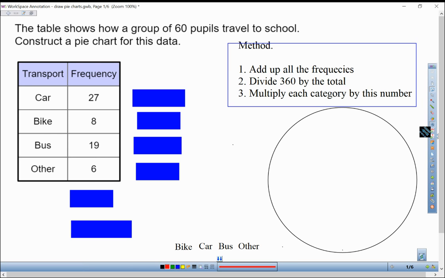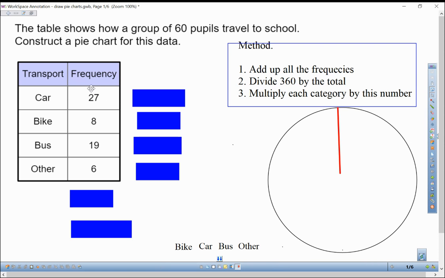The first thing we probably do when doing pie charts is to draw a straight line down if the circle hasn't got one. It makes it easier to draw the pie chart when you have to. Next thing is we've got to work out the angles for our pie chart.